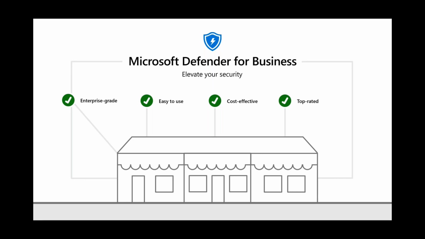That means you can either buy it as part of the business premium bundle, or if you just wanted to use Microsoft Defender and not some of the stuff we talked about earlier, you can just buy Microsoft Defender as a standalone add-on to your business standard license.